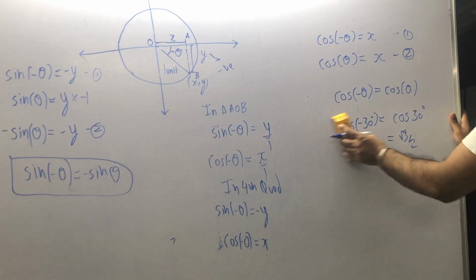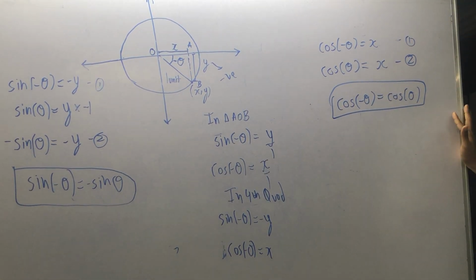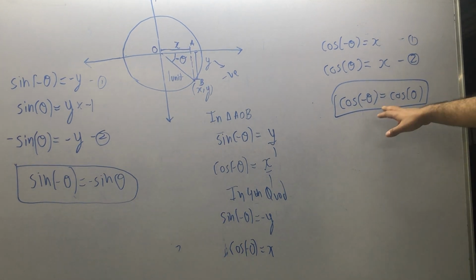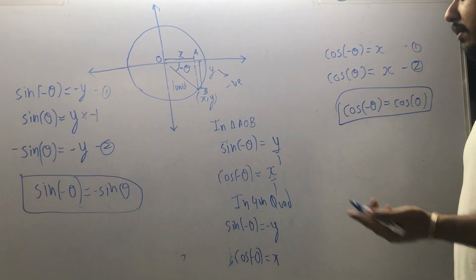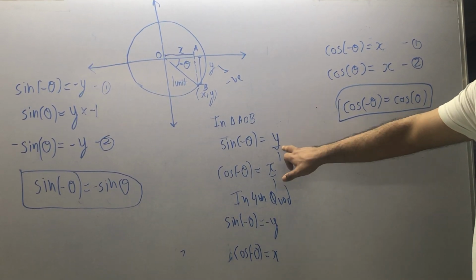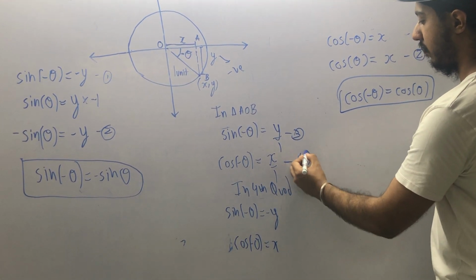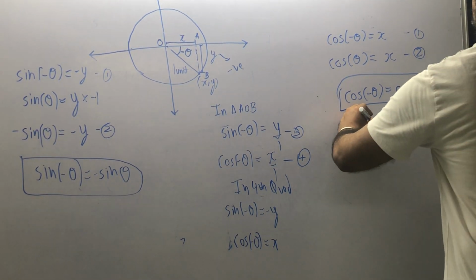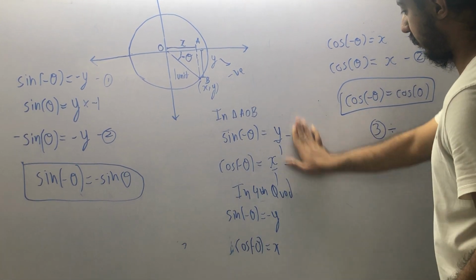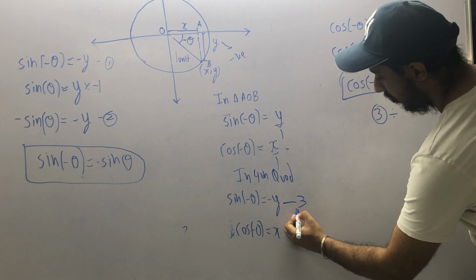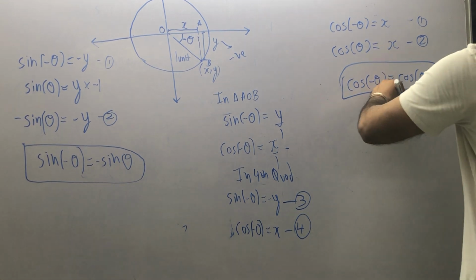So this is your second property. Sin minus theta is equal to minus sin theta, cos minus theta is equal to cos theta. Okay, let's see the last property, for tan. I will name this 3 and this one 4. So 3 divided by 4, equation 3 divided by equation 4.